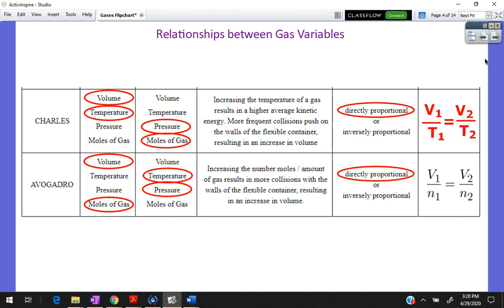A similar thing happens in Avogadro's law when we increase the amount of gas. By increasing the amount of gas, we cause more collisions with the walls of our container, but since we're trying to keep pressure constant, the volume must expand to accommodate more gas. If we were to release some of that gas, then the volume of the container would get smaller, just like inflating and deflating a balloon. The relationship here is V1 over N1, N being the number of moles of gas. You'll see that variable again later, and that's equal to V2 over N2.